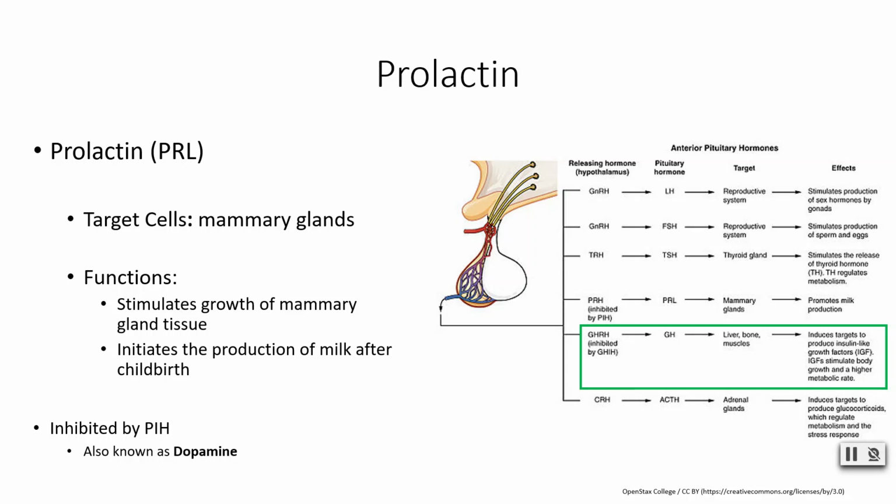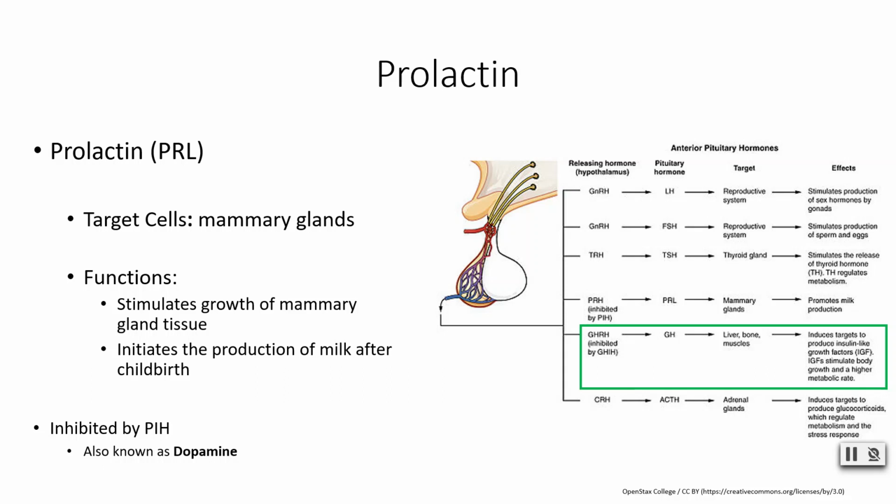All right, prolactin. Our target cell is the mammary glands. We stimulate the growth of the mammary glands, and we initiate the production of milk after childbirth. So most people are familiar with the term lactation, and they already know that that refers to milk production. So now we know the hormone associated with that process. This can be inhibited. We have a prolactin inhibiting hormone. You could refer to it as dopamine instead, if that makes more sense to you.